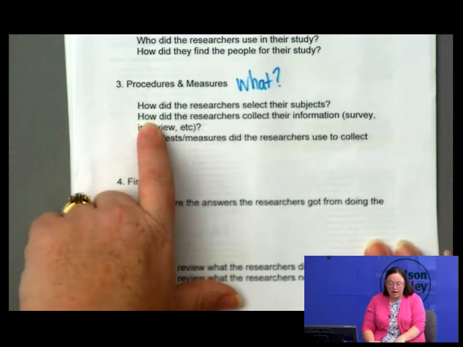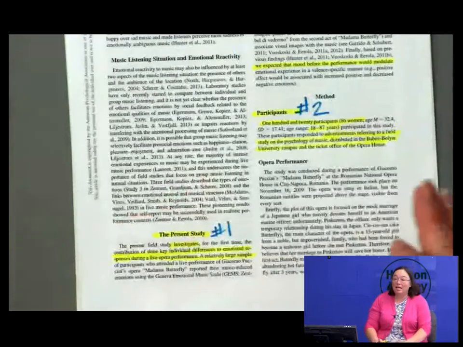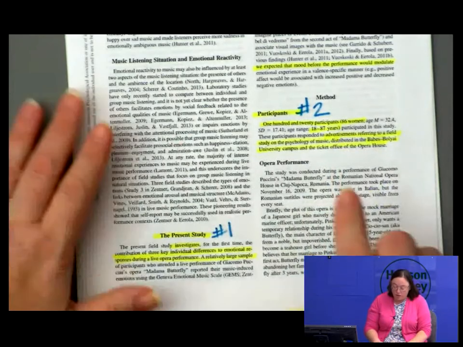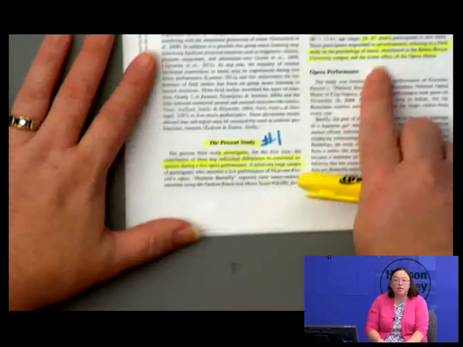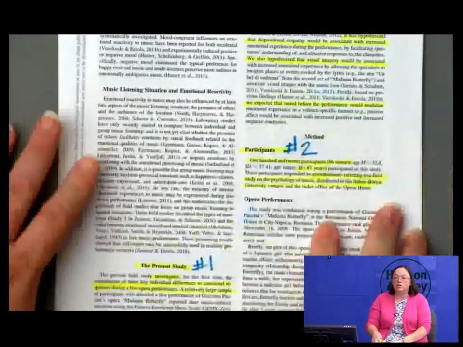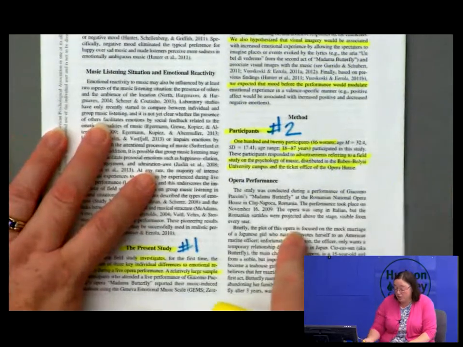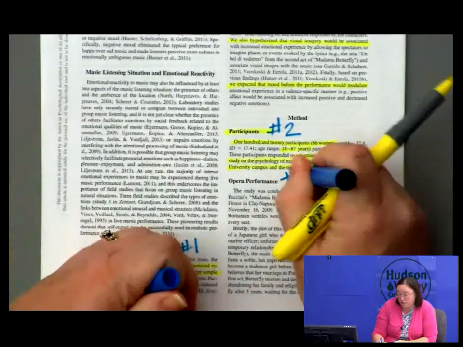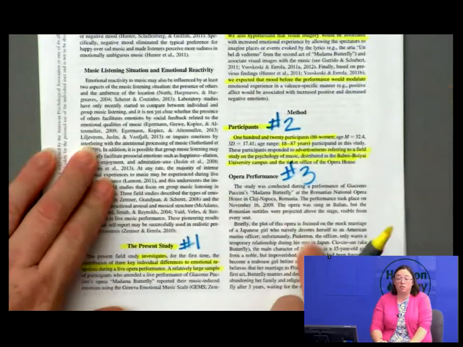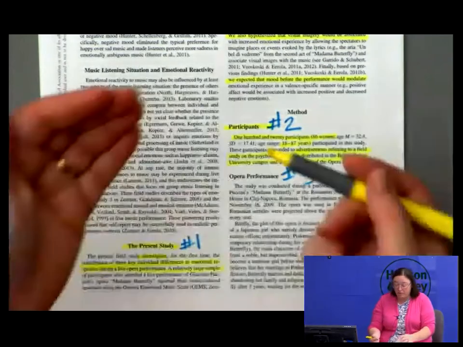Now the number 3, go back. How did they select? How did the researchers collect the information? What tests? Well, a key here in terms of how did they select was, if we go back here, we can see here it's only people who saw Madame Butterfly. So how did they select? They selected because the person saw Madame Butterfly. So this is, even though it's a description of the opera performance, this is still something you need to write about in the procedure. Because everyone who participated had to see Madame Butterfly.